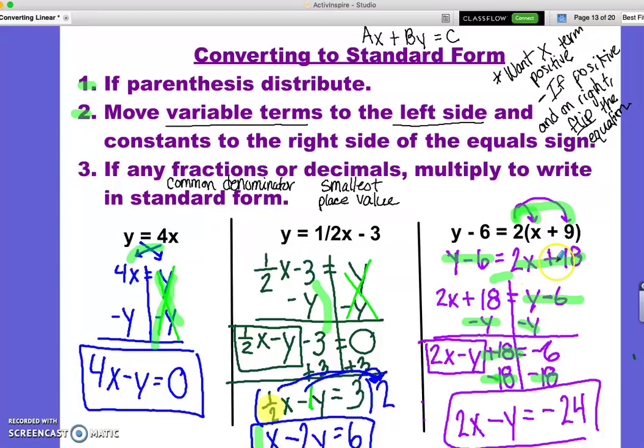I have a negative 6. I can't forget that this negative 6 is left here. It's minus right here. Remember, this is a minus 6 or a negative 6. So negative 6 minus 18 is negative 24. This 2x minus y stays on the left side. I don't have any fractions. My coefficients on x and y are both whole numbers, and my 2 is positive. So I'm done. It is in standard form.